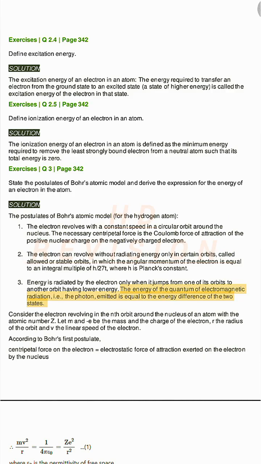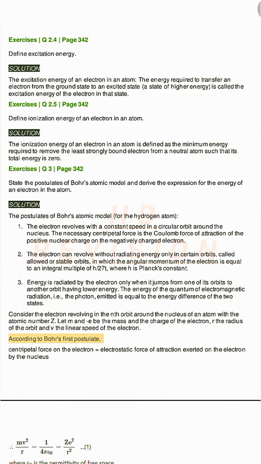Consider the electron revolving in the nth orbit around the nucleus of an atom with the atomic number Z. Let m and e be the mass and the charge of the electron, r the radius of the orbit and v the linear speed of the electron.